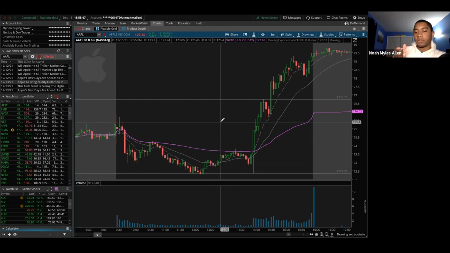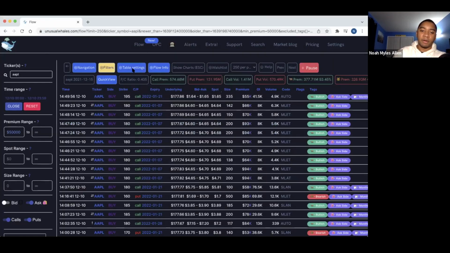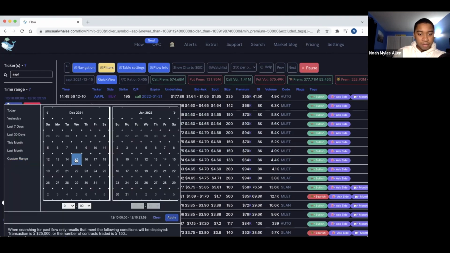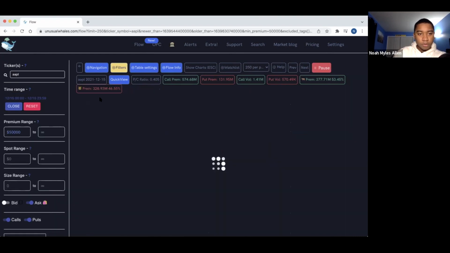But before I took those trades, before I got into that trade, I actually went ahead and checked Unusual Whales just to see what the option flow was like, and to see maybe if there was some options flow behind that aggressive move up that we got around 11:30. And so I'm going to go ahead and bring this back to today. Same settings.